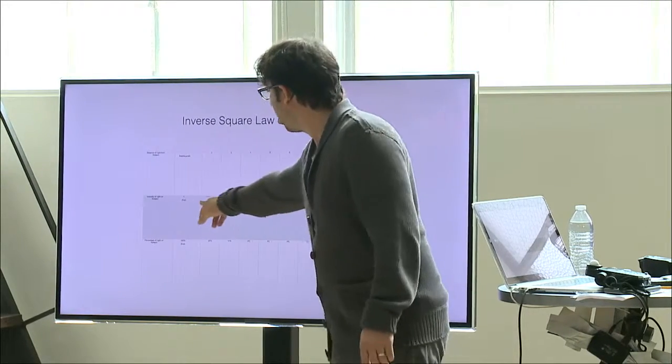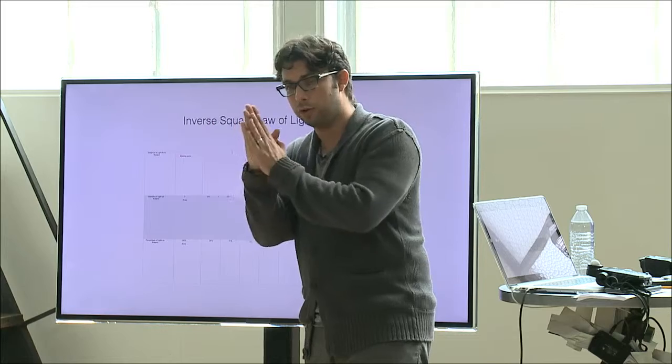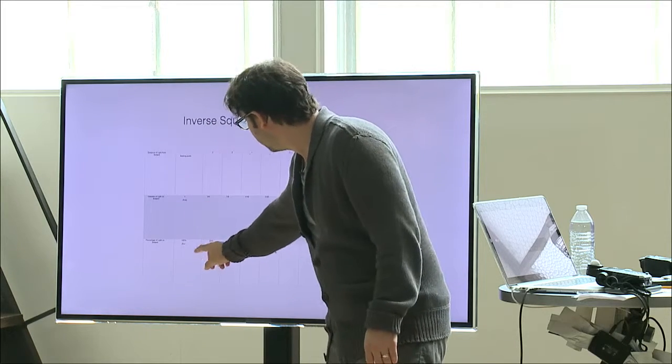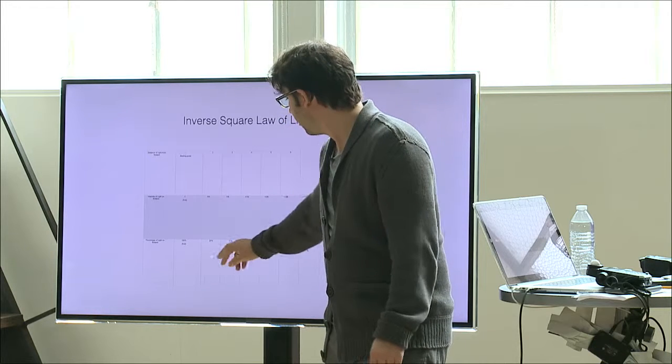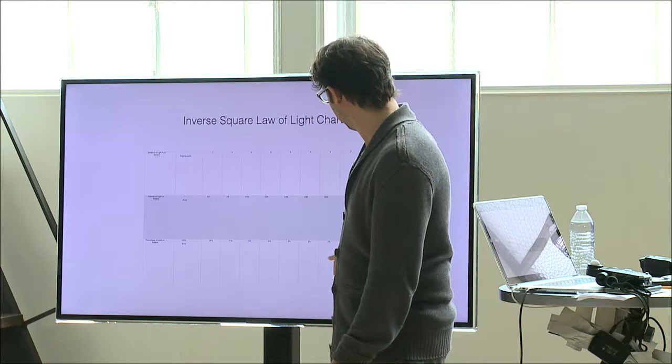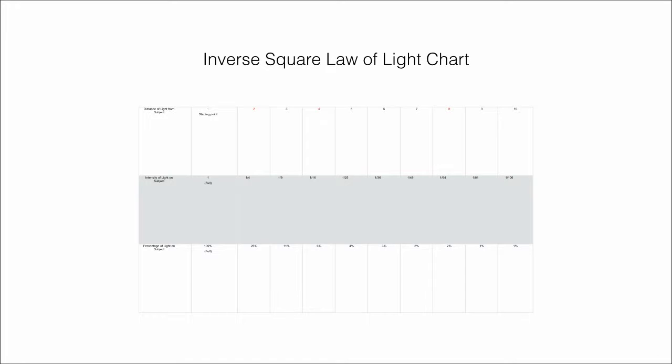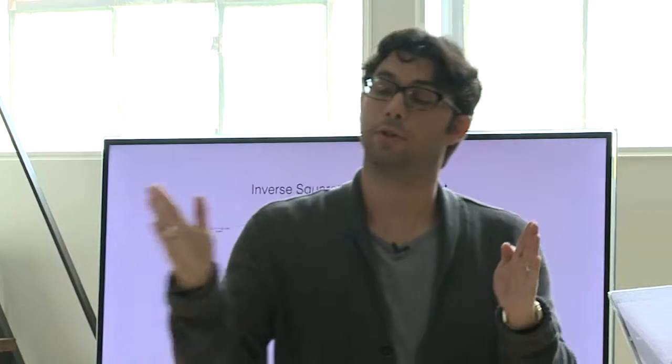So you go from 100% of the light when you're really close to it to 25%, to only 11, to 4, to 3, to 2, to 1. So the farther you are from the light source, the more even it becomes. The closer you are to the light source, the more drastic the fall off will be. Okay?